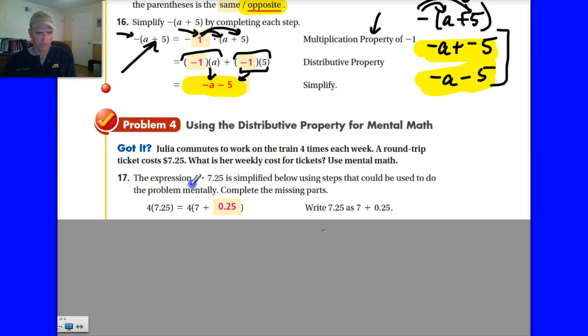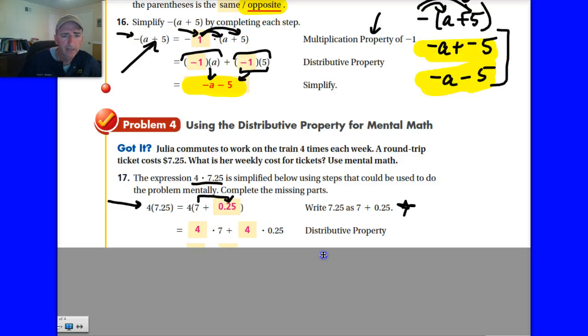They go 4 times 7.25 is simplified below using steps that could be used to do the problem mentally. Complete the missing parts. So what they're trying to do here is show you, you could do this multiplication in your head, and the distributive property is how. You're going 4 times 7.25. Well, that might sound a little bit complicated. Well, if you could do this in your head, break up the 7.25 into these two numbers. 7, so fill in 0.25 there, and here they're explaining it.